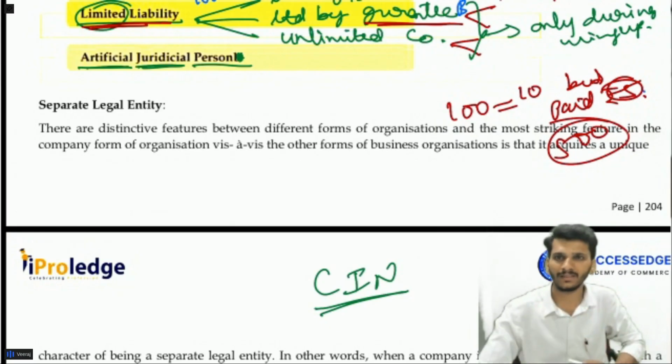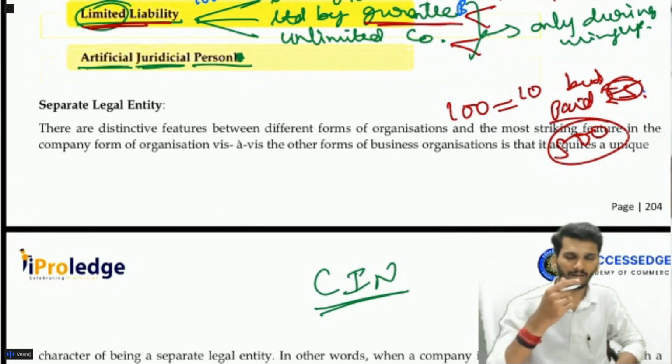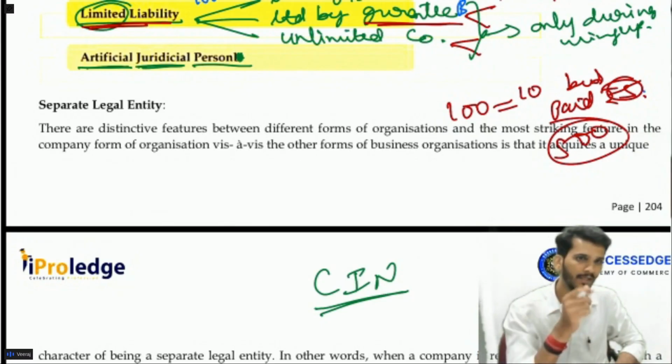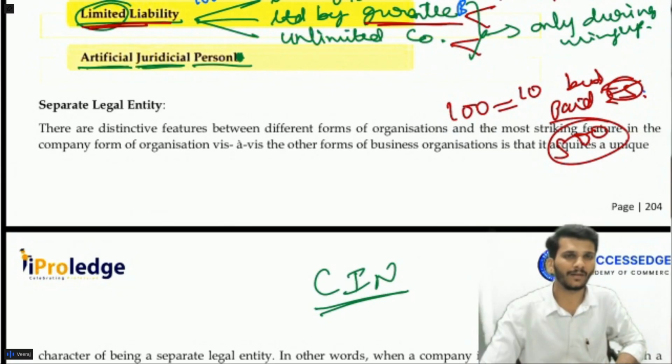It can do whatever a person can do. If the company has given some defective goods and refused to compensate, then they can sue the company. Or if the company supplied goods to some debtors, but the debtors failed to pay, then also the company can sue the other party. That is what the features of companies are.